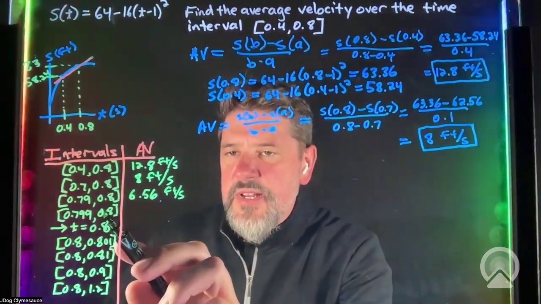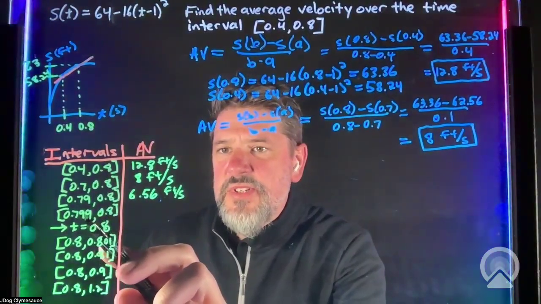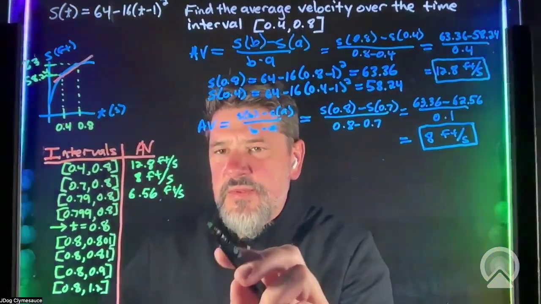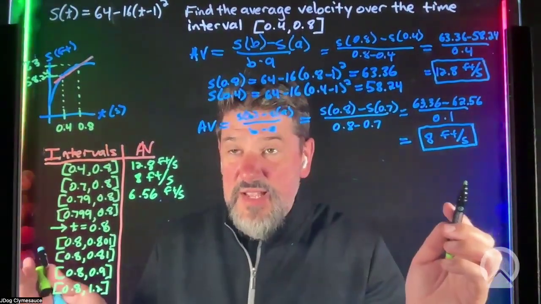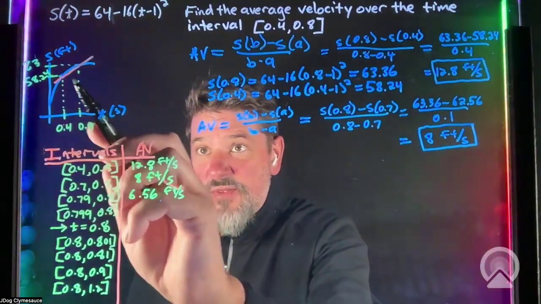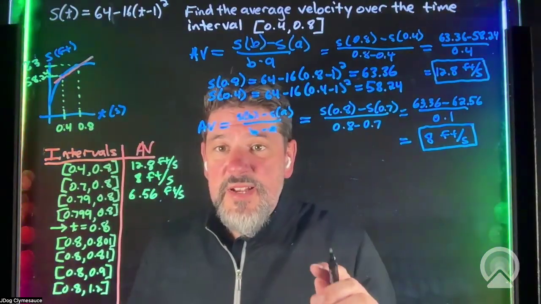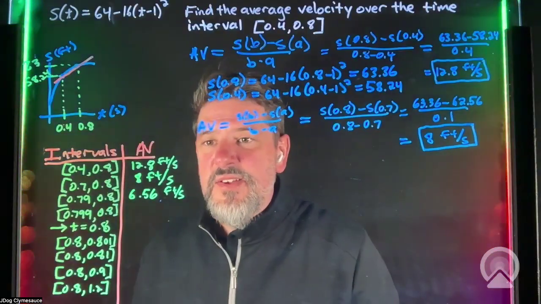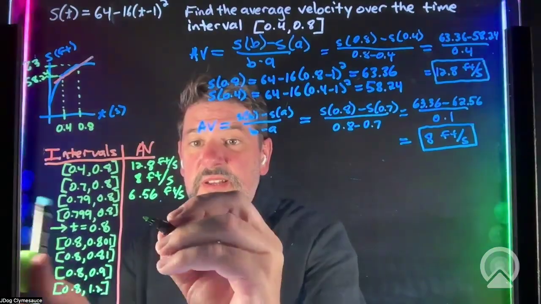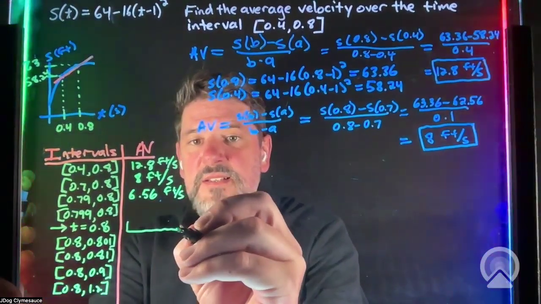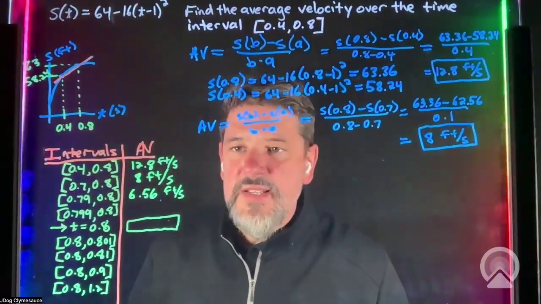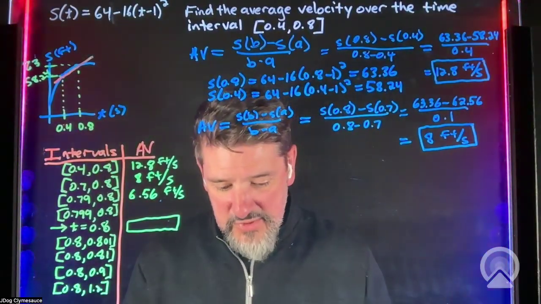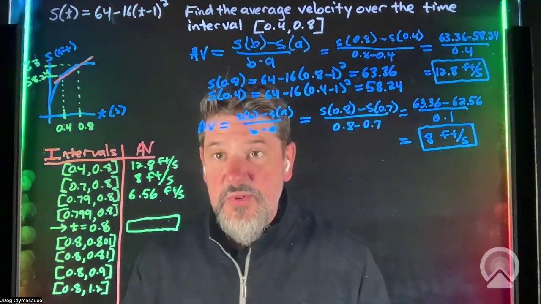And see, you can tell we're getting closer and closer to 0.8, 0.799 to 0.8. So we're getting very, very close to 0.8. And we're trying to figure out what the velocity is basically at 0.8 seconds. And so as we make our intervals smaller, we're finding an average velocity that's closer and closer to 0.8. So we're basically trying to hone in on what we call instant velocity at 0.8 seconds.